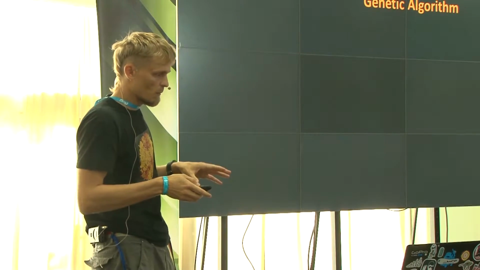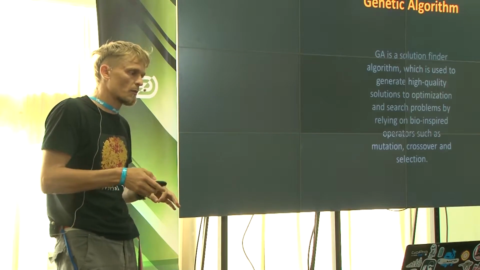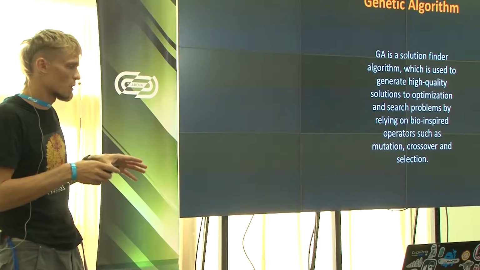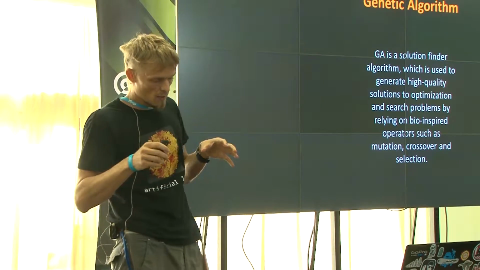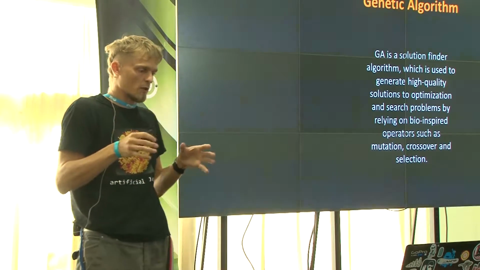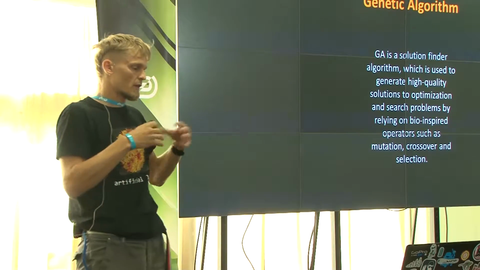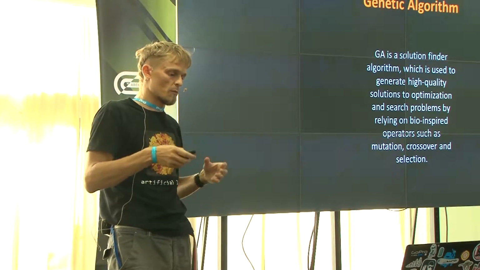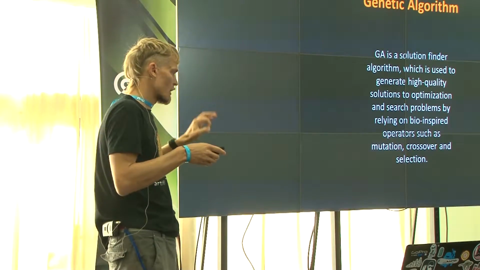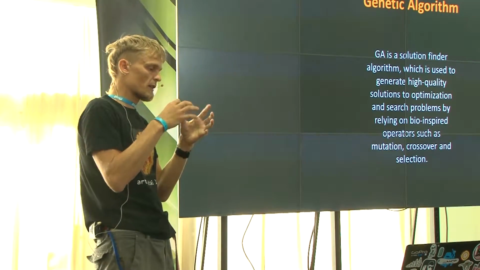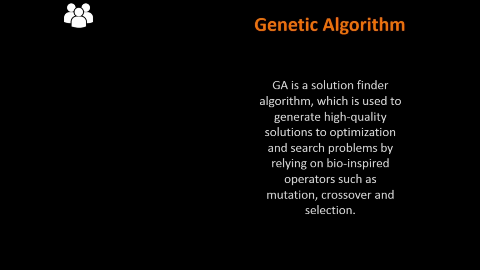Some few words about genetic algorithm. What is a genetic algorithm? A genetic algorithm is a search algorithm. If you take some problem and you know that there are many solutions for this problem, this algorithm just tries to check different solutions, and it measures which solution is better, which solution is not so good, and so on.